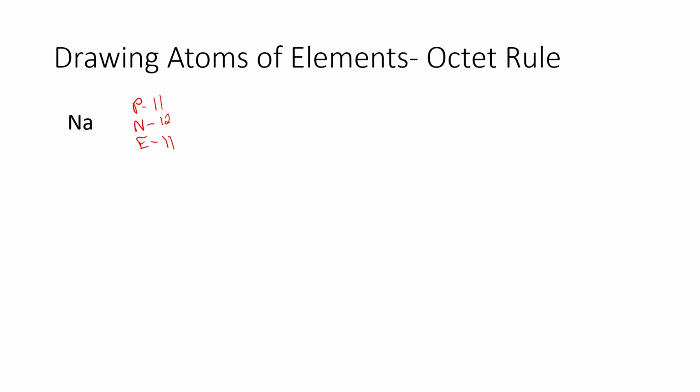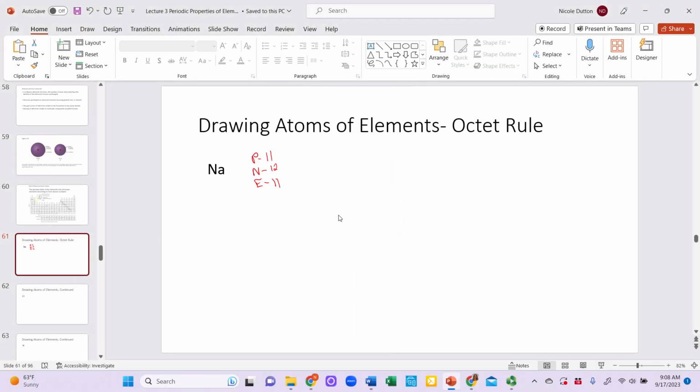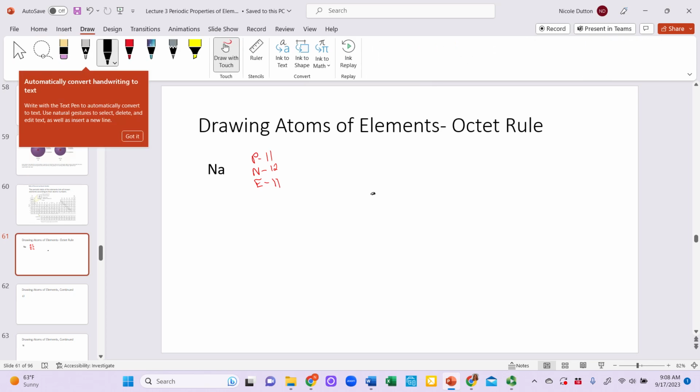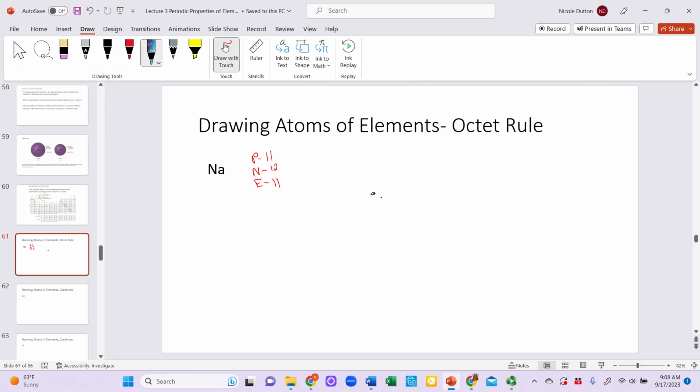So protons and neutrons are going to be found in the center. Now what I'm going to do is draw it like this, because then I can use different colors when I start to draw. So we have protons, neutrons, electrons. So protons, let's do blue.